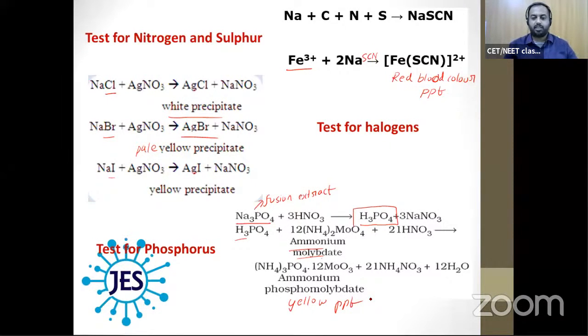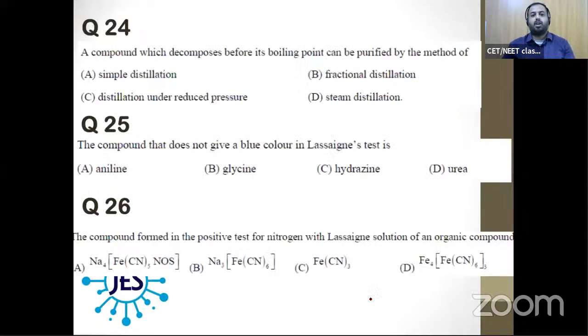Hope all of you understood this. Next. Okay, we'll answer a set of questions based on whatever we have studied so far. See, in addition to qualitative analysis, you also have certain purification techniques.